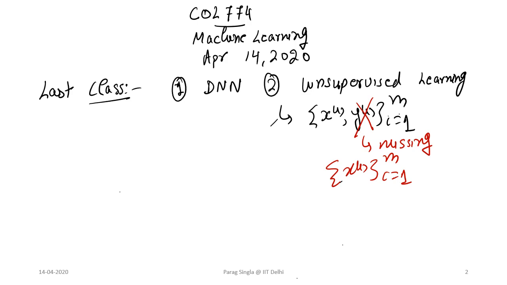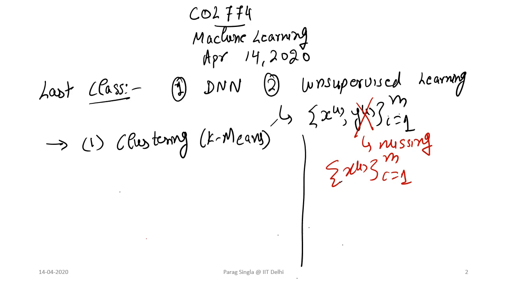Okay, and we looked at three different ways of doing unsupervised learning, or in particular three different dimensions that we will look at. The first one was clustering, right, and in this context we will study the k-means algorithm. That will be the topic for today and be part of the next class.